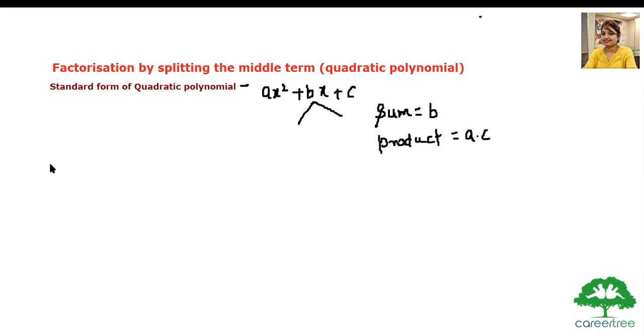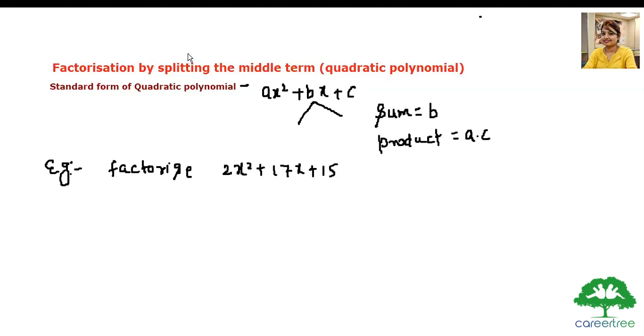For example, suppose you have to factorize a polynomial like 2x square plus 17x plus 15. This is a quadratic polynomial, in which the highest degree of x is 2. So we need to factorize this polynomial.